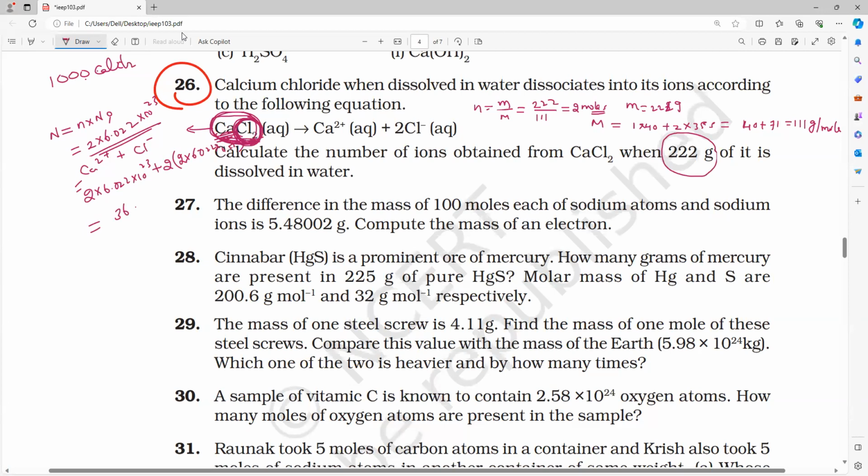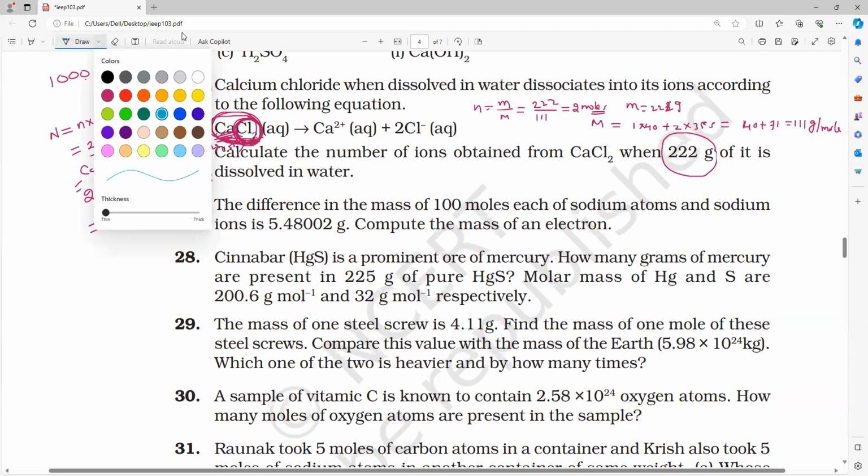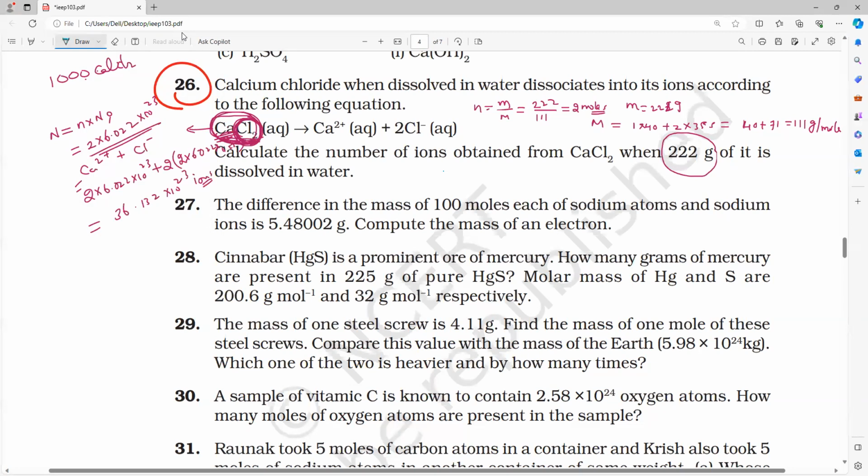Total 36.132 into 10 power 23 ions will come. So this is the answer. If you have tried, you will get it. If you're not getting it, try again. So definitely you have to get that answer.